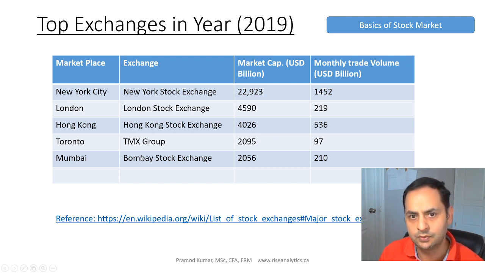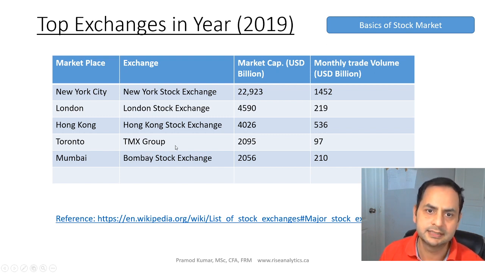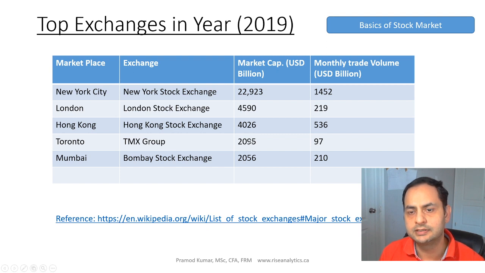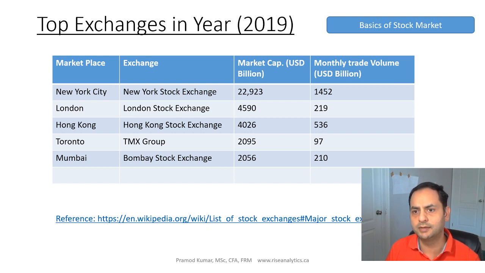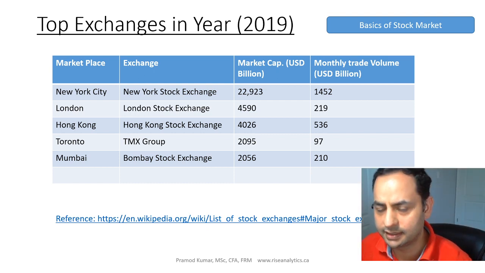And for sure, the TMX Group is in downtown Toronto, and here it is 2095 and only 97. So the trading volume is not that great as compared to the others, but it's pretty close. You see how much is the volume of the market, how big the market is here, right?